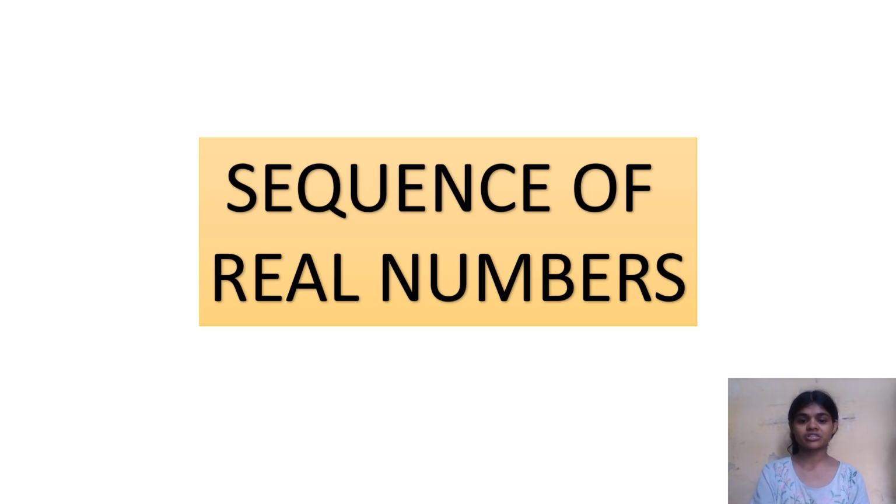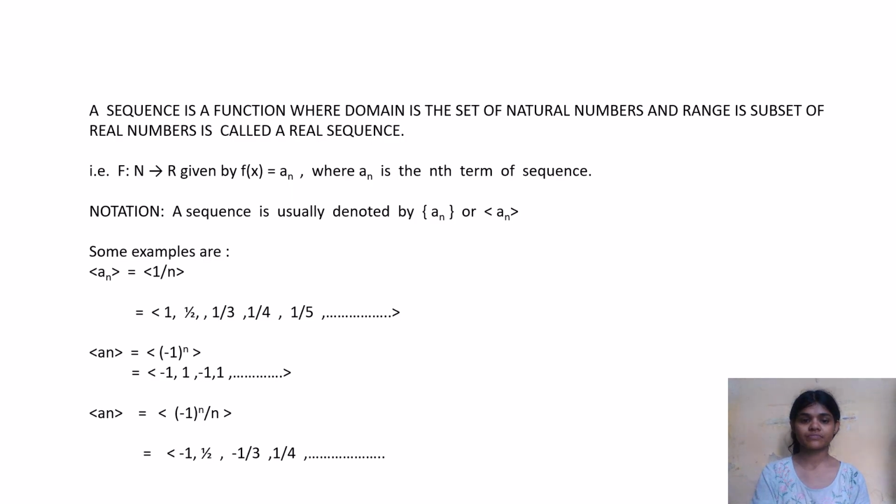Today we will discuss the topic sequence of real numbers. A sequence is a function where the domain is the set of natural numbers and the range is a subset of real numbers, and is called a real sequence. If f: N tends to R is given by f(n) is equal to an, where an is the nth term of the sequence, a sequence is usually denoted by {an} or sequence of an.